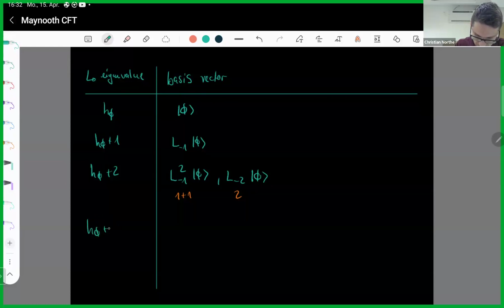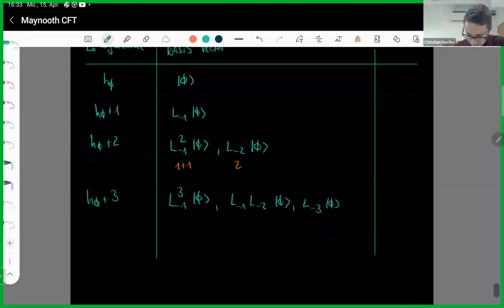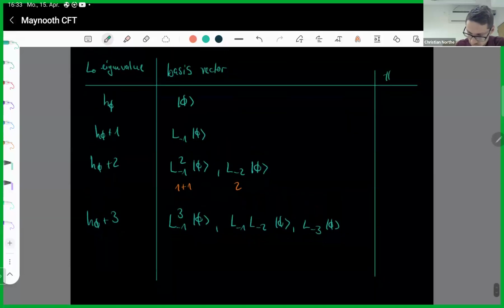And the next step, I can take h_phi plus 3. And there I have more options. I have 3, right? I can take L minus 1 cubed. I can take L minus 1, L minus 2 on phi. And I can take L minus 3 on phi. Let me separate another column at the very end. And here we're just going to count the number of states. Here we have 1 state. Here we have 1 state. Here we have 2 states. Here we have 3 states. As before, this is 1 plus 1 plus 1. This is 1 plus 2. And this is just 3.